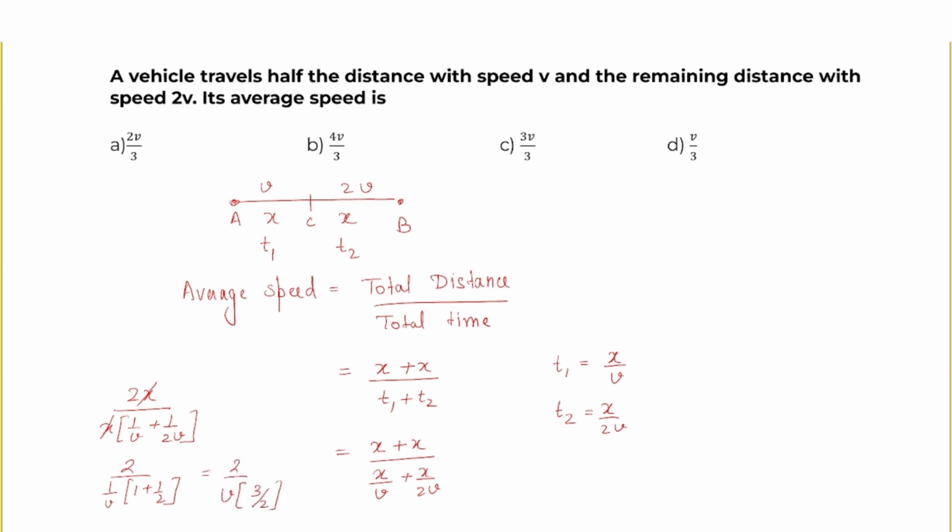And that will be how much? 1 by v is taking common, so here v will go on the top. So that will be 4v upon 3. So the correct option is option B.